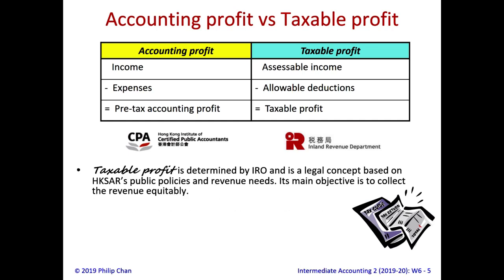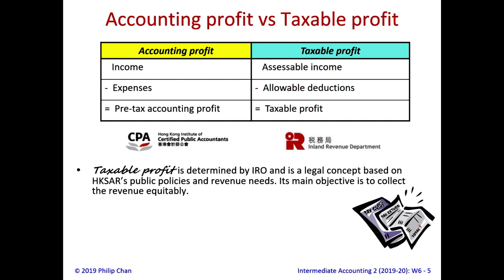So taxable profit is determined by the Inland Revenue Ordinance, IRO, and it is a legal concept based on the Hong Kong SAR's public policies and revenue needs. Its main objective is, of course, to collect money and generate revenue equitably. They collect the money and use the money wisely, which is something outside the control of the Inland Revenue Department.